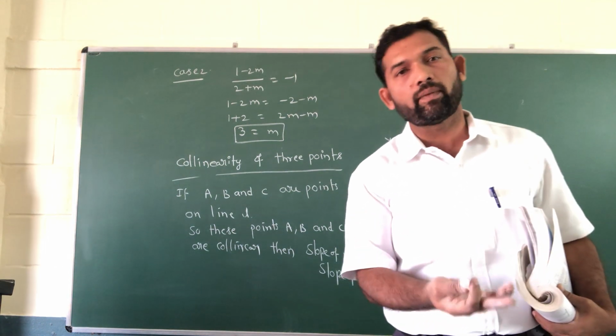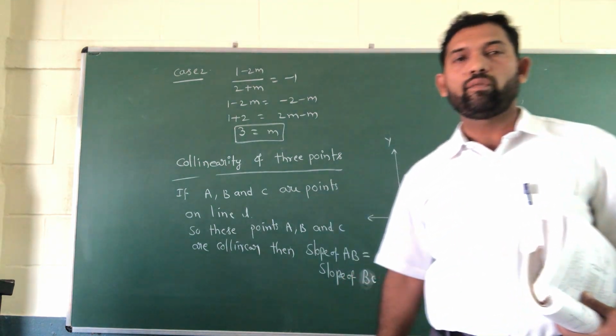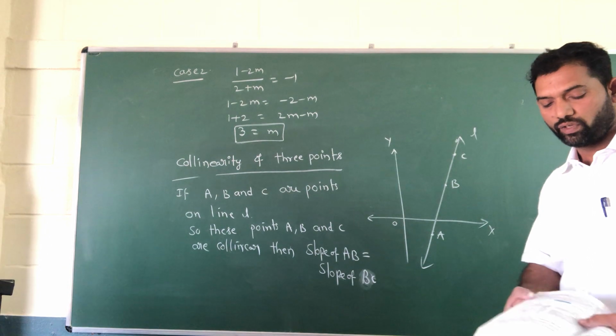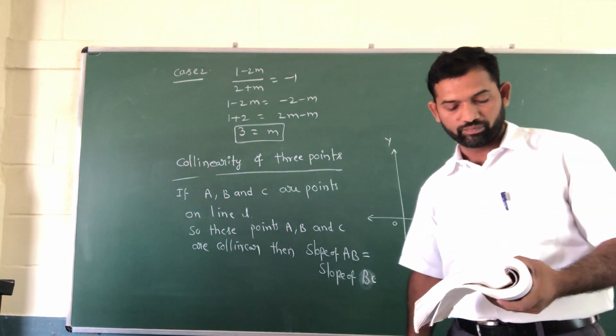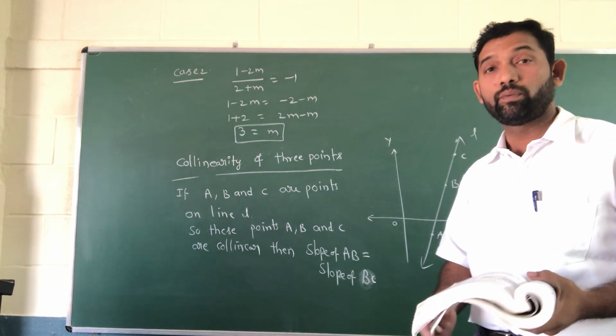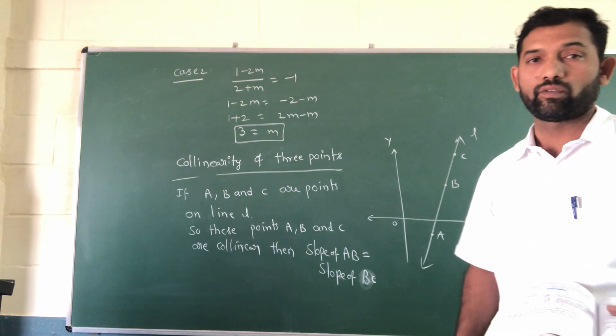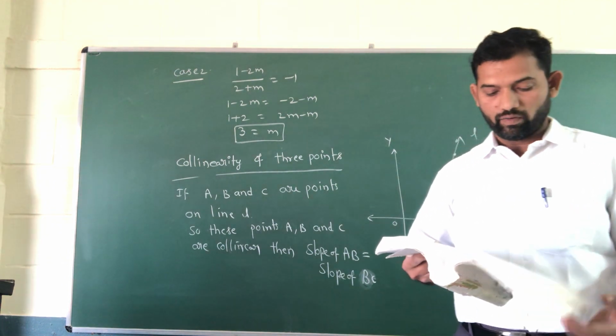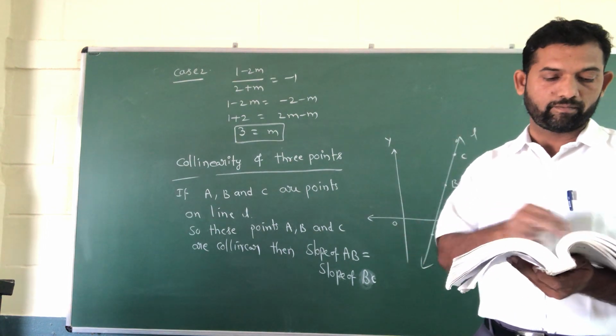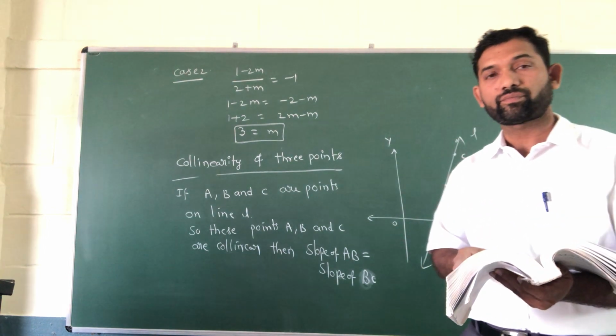You know how to simplify the slopes. If two points are given, how are we going to simplify the slope? With the help of the formula y2 minus y1 by x2 minus x1, you are going to simplify that. Right?